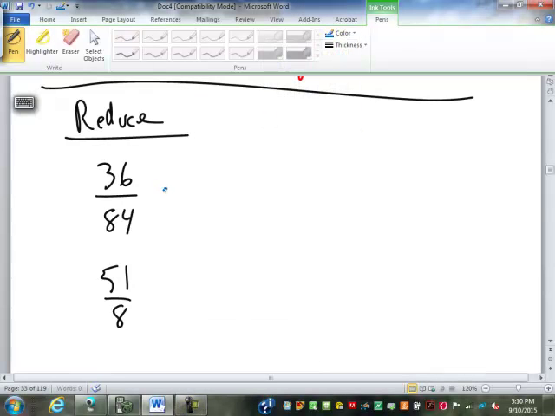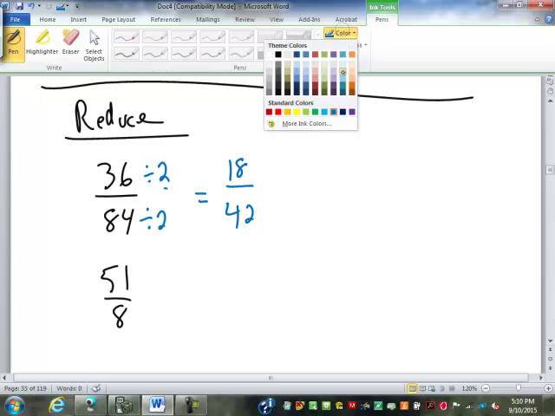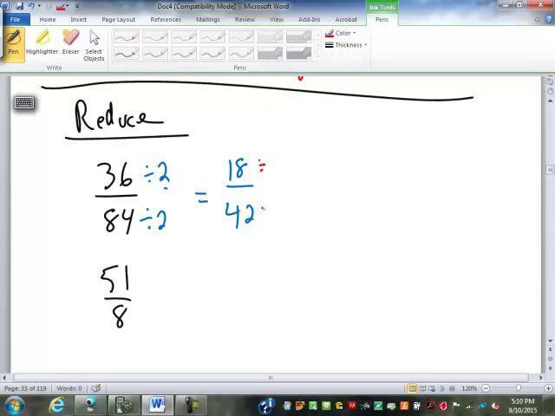So 36 and 84 can both be divided by, well, I see a 2, they're both even. That gives me 18 over 42. Anything else? 6. Otherwise, I can still see they're divisible by 2 if I wanted to. That would work as well. 18 divided by 6 is 3. 42 divided by 6, 7. 3 sevenths. How many of you got 3 sevenths for that one?